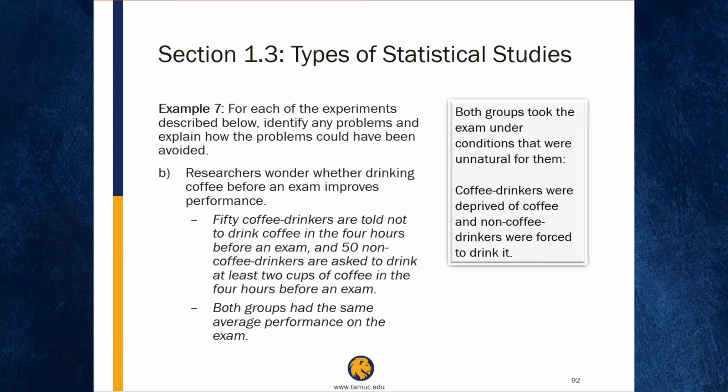Indeed, the issue here is both groups took the exam under conditions which were unnatural for them. Even though we have a treatment and control group, one who drinks coffee and another who does not, they kind of mixed it up in a weird way. Coffee drinkers were deprived of coffee, and non-coffee drinkers were forced to drink it. That caused a situation which was totally unnatural for them. So perhaps a better way to do this is random sampling or something other than mixing it up this way, because this is creating unnatural conditions for the participants.